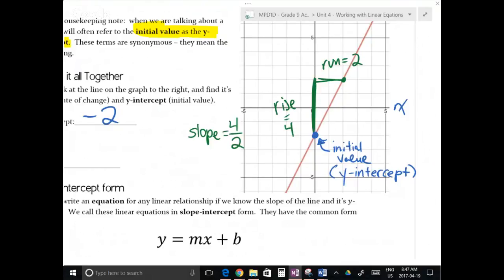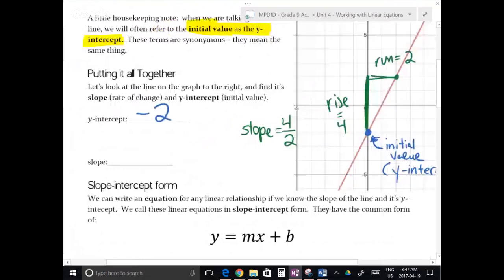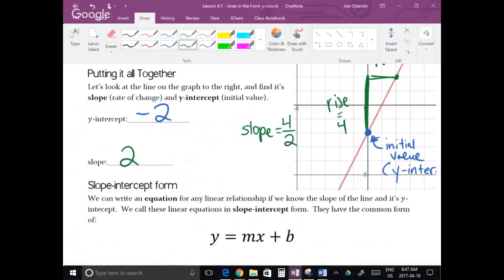Okay, and let me just ask this. Can we simplify 4 over 2? Does that actually work nicely if we divide it? Yes. What's it equal? 2 over 1, or even easier? 2. Good. Slope is equal to 2.